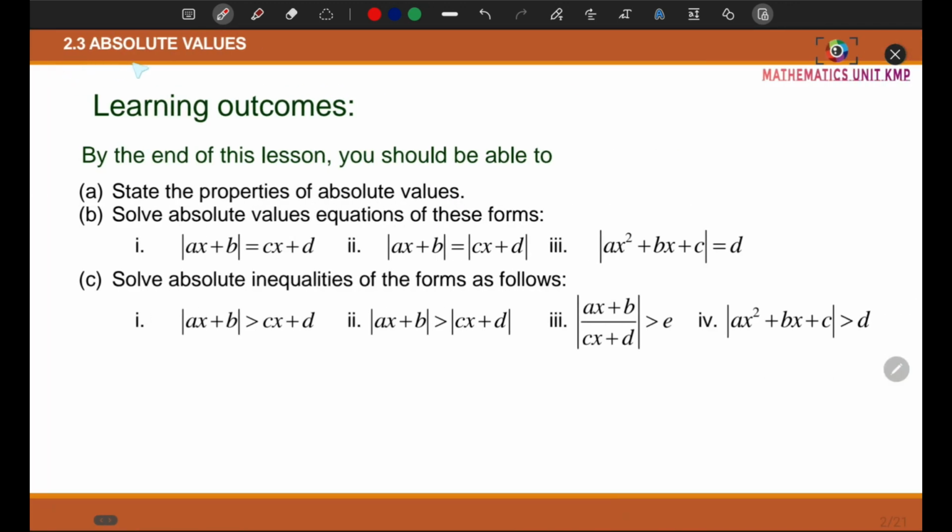Subtopic 2.3 Absolute Values, the learning outcomes. By the end of this lesson, you should be able to state the properties of absolute values, to solve absolute value equations of this form, number 1, number 2 and number 3. And you should be able to solve absolute inequalities of the form as follows. So we have number 1, number 2, number 3 and number 4.